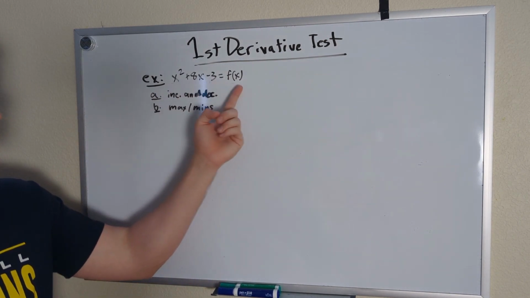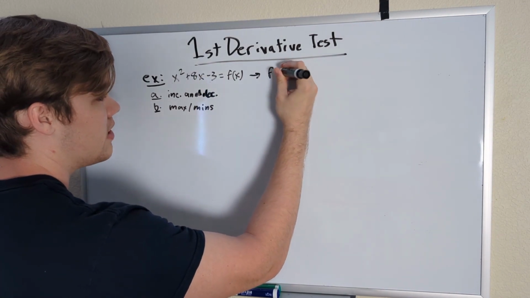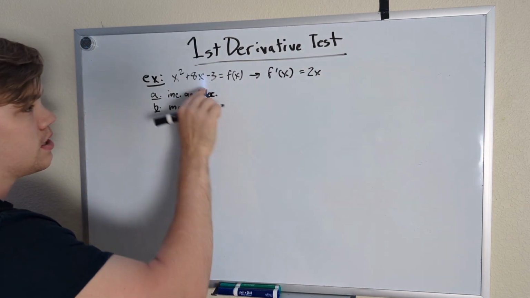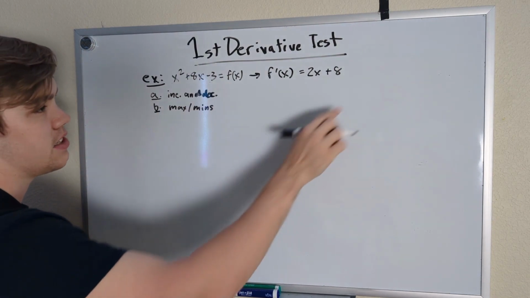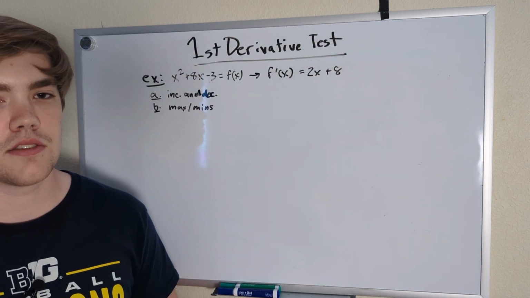So let's find out the first derivative of x squared plus 8x minus 3. This is denoted as f prime of x, and the derivative of x squared is equal to 2x using the power rule. The derivative of 8x is equal to just 8, and the derivative of any constant is just 0, so we don't even need to write it. So this is our derivative, and we can use this to find all of our information.